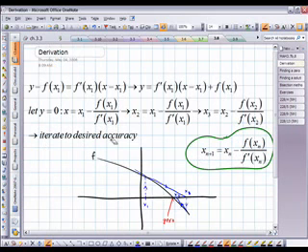So the point is we're using these tangent lines, and we want y to be 0, and if y is 0, we get this equation here, and our new x value from this line is found from this formula here, and we just generalize it.